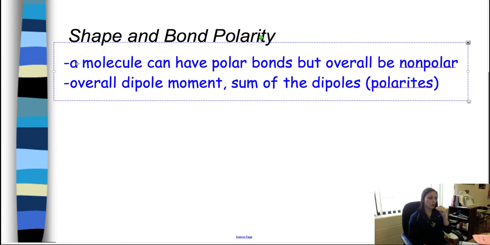They talk about an overall dipole moment, or a dipole moment, and want to know where your partial negative is and where your partial positive is. Remember, bonds are polar, meaning that one end is partially negative and one end is partially positive, whereas an ionic bond is fully negative and fully positive. Okay, so let's look at some examples.